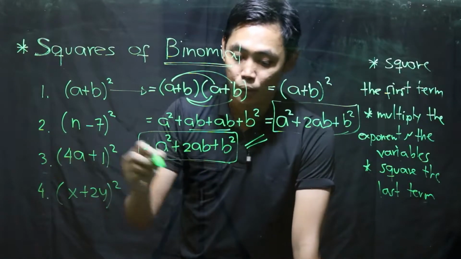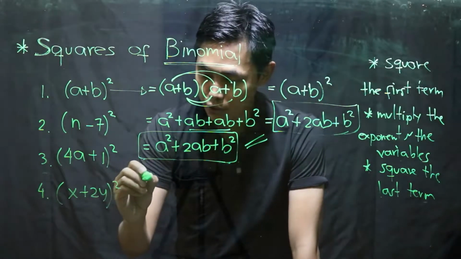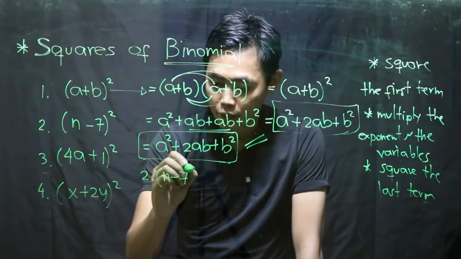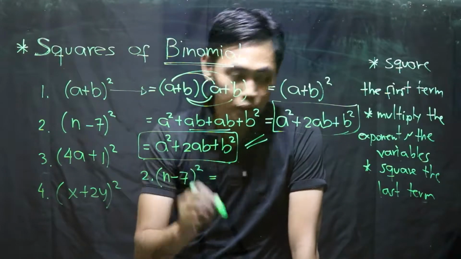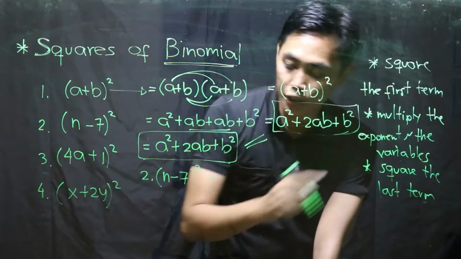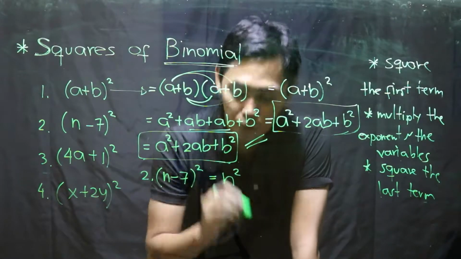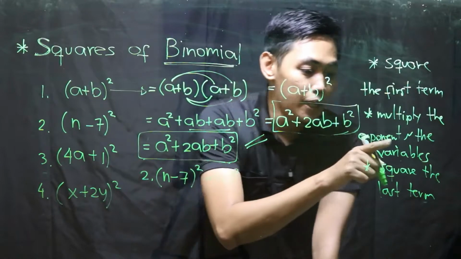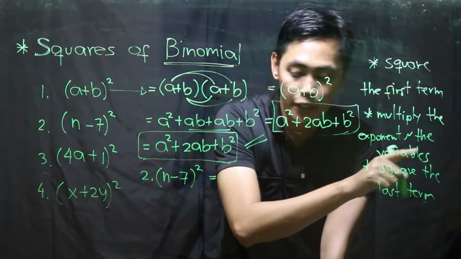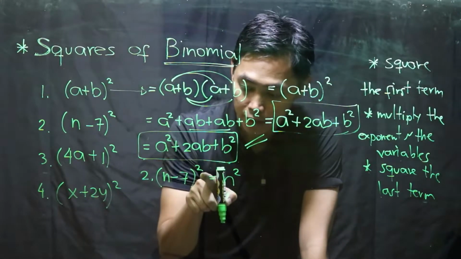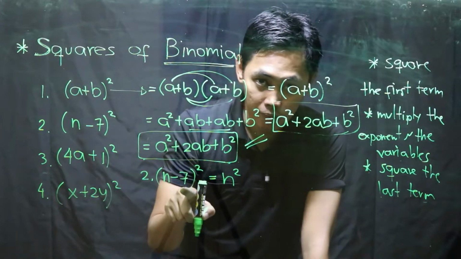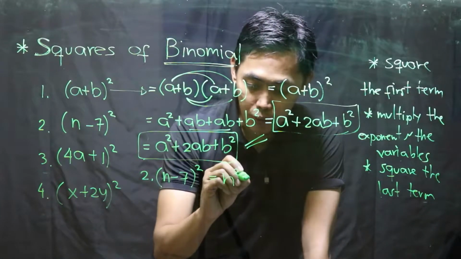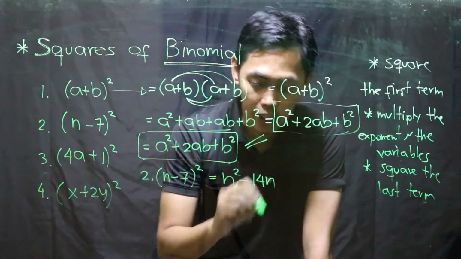So let's have number 2. Let's just solve number 2 here. So we have n minus 7 squared. From the rule, it states square the first term. So n squared. Next, multiply the exponent and the variable. So we have 2 times negative 7, that would be negative 14, times n. We will have negative 14n.